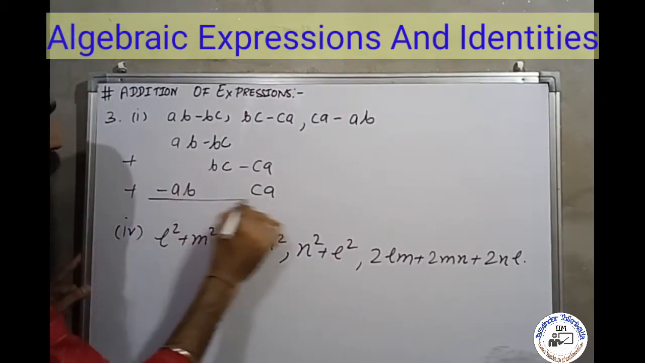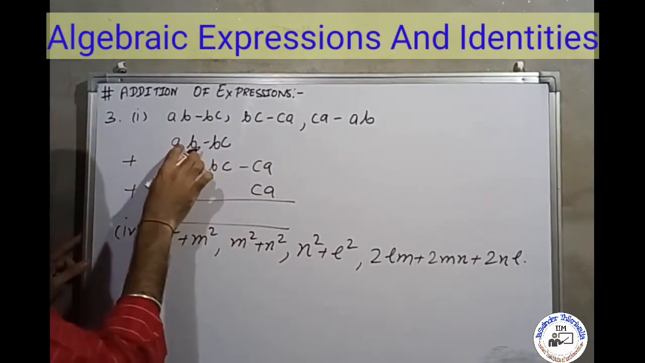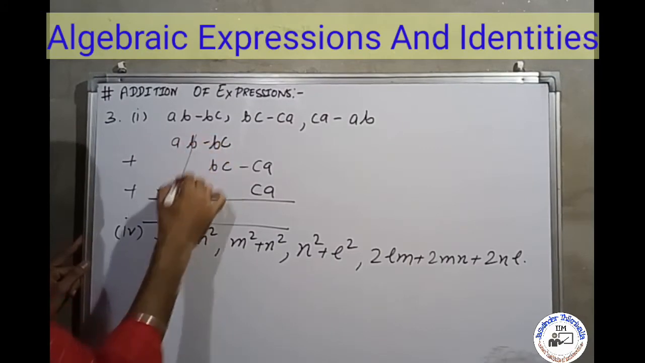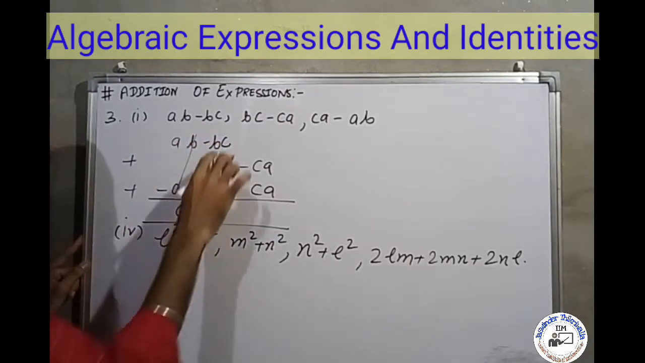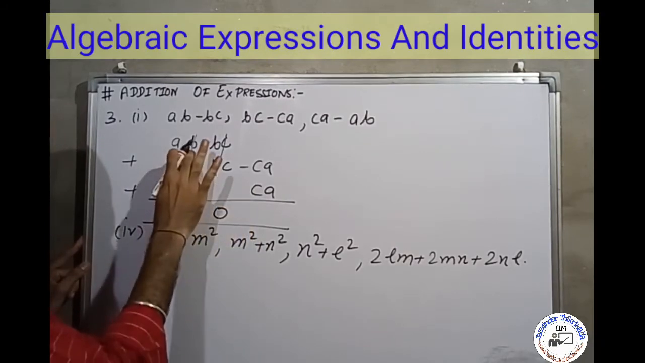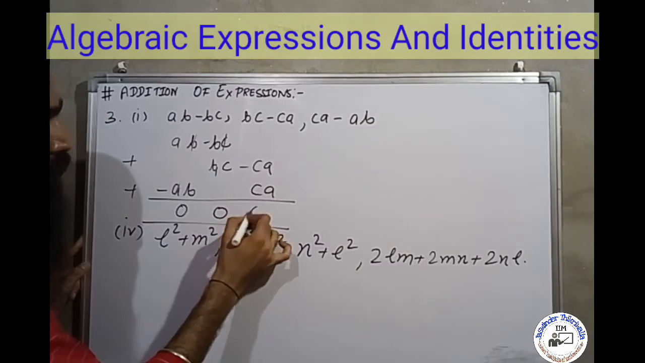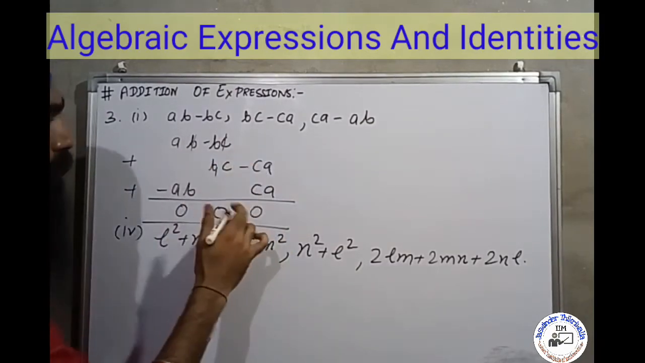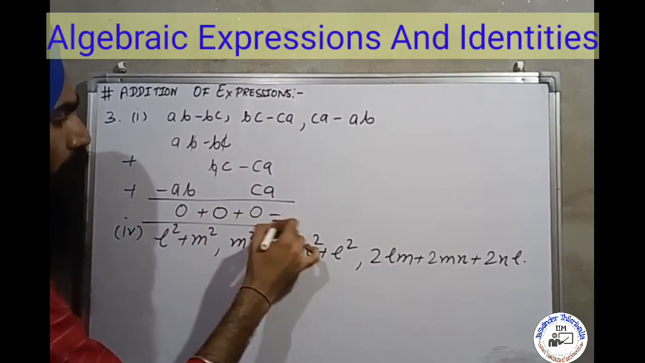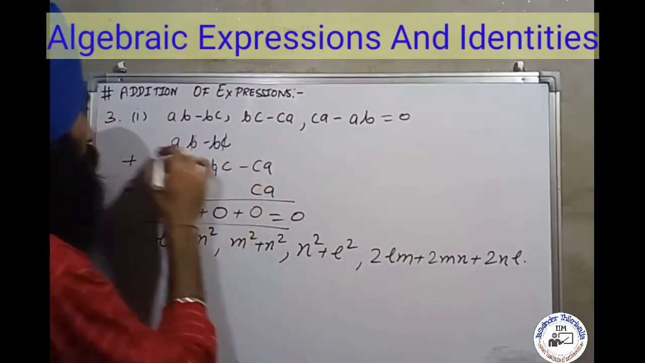Now check when you add them. How can you add? This is your plus, this is your minus, so the answer will be 0. This is also minus, this is also plus, so the answer will also be 0. This is also minus, this is also plus, so the answer will be 0. So the total answer of this expression will be 0 only. Okay. When you add them, what answer do you get? 0. One method is this.